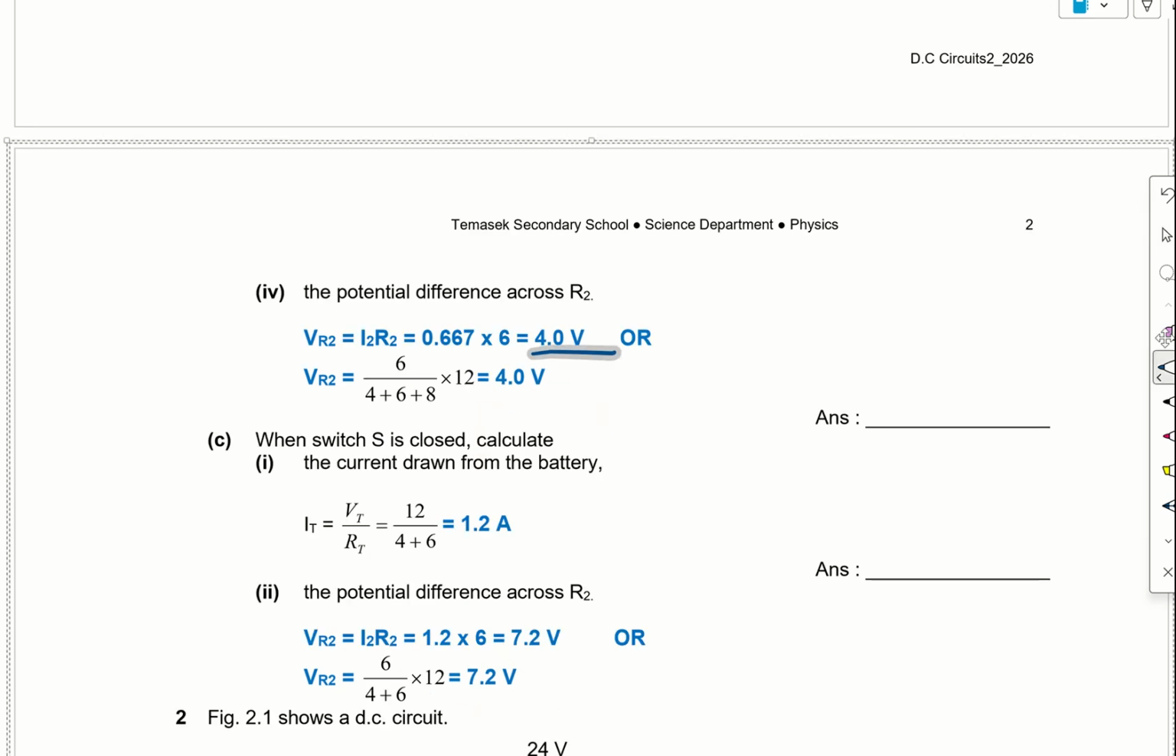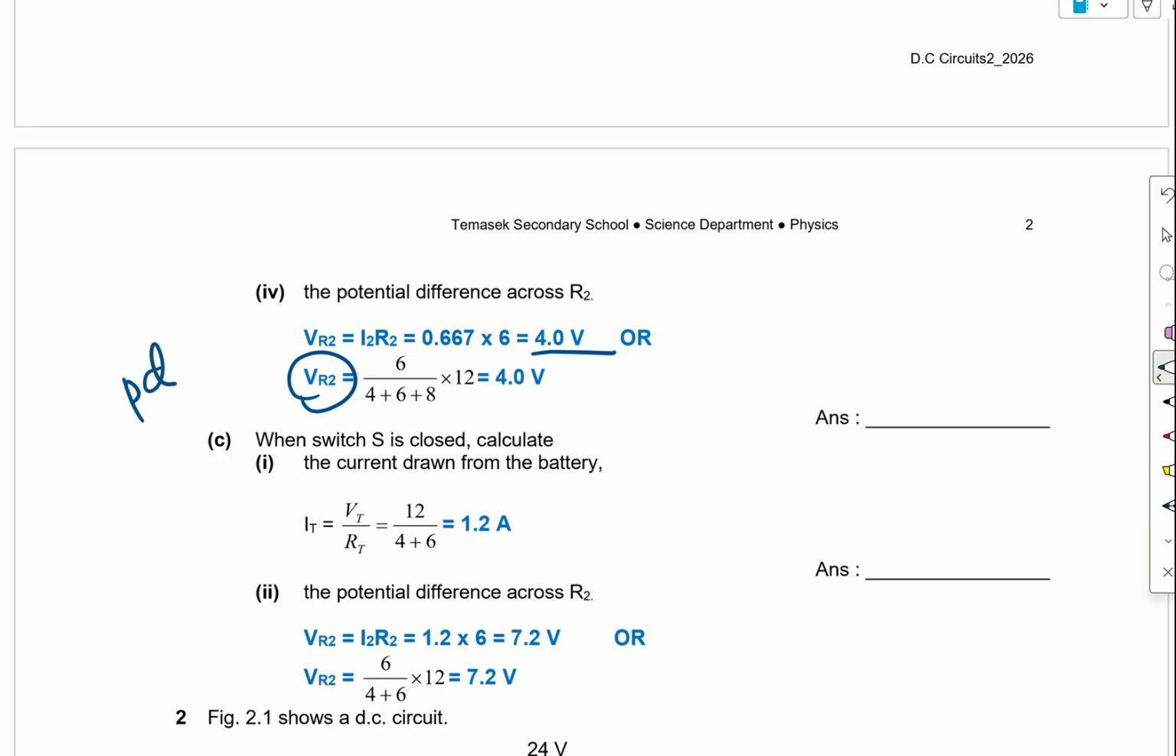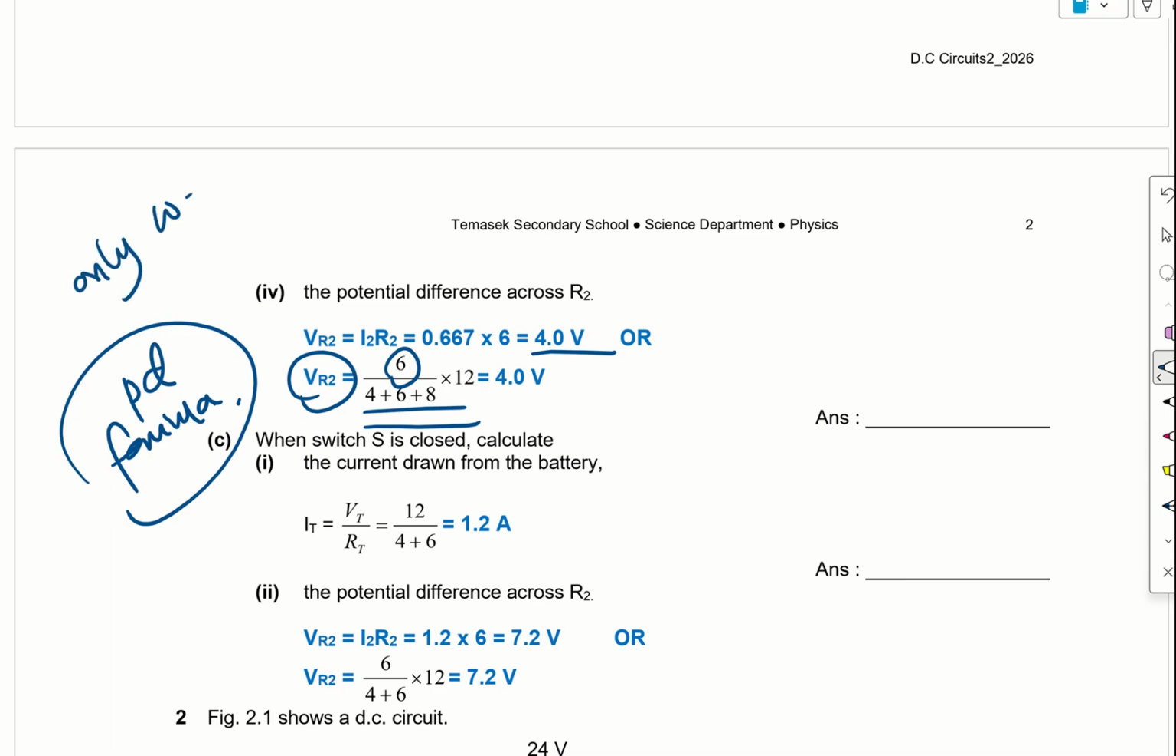Okay, or you can actually use your potential divider formula, which is using its own resistance over the sum of resistance. So take note, the potential divider formula only works for series connection.